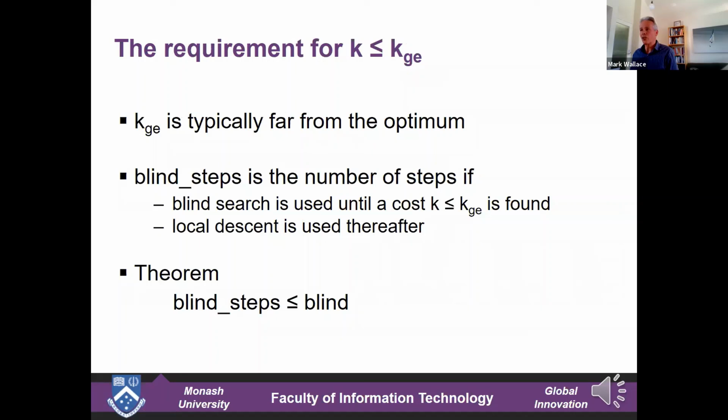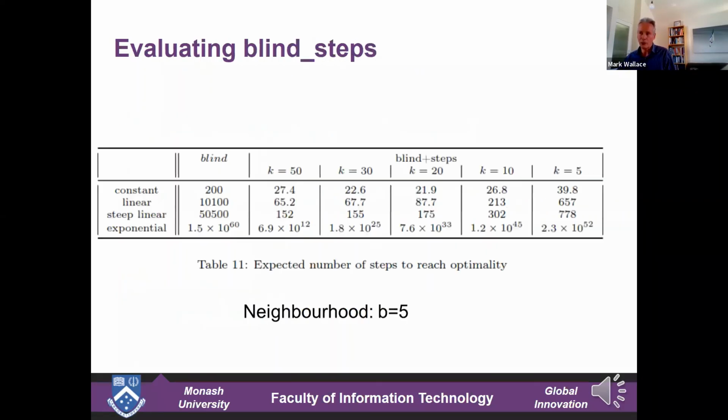So finally, just to say you don't have to start at some advanced fitness. Although K J is typically far from the optimum, we can just use blind search until we find a point with fitness better than K GE, and then use local descent thereafter. And it still holds that with this operation, blind steps, which doesn't have an initial starting fitness, is still better than blind search. And again, we've got the figures which show that blind steps is still vastly better than blind search, especially for the steepest neighborhoods.